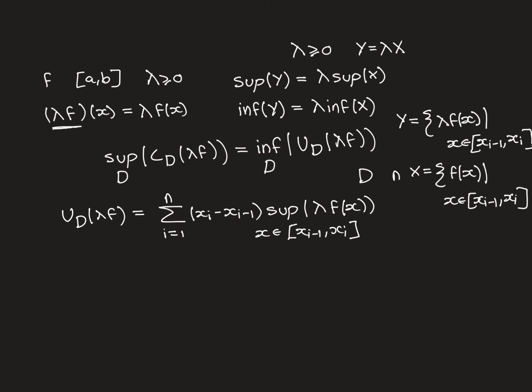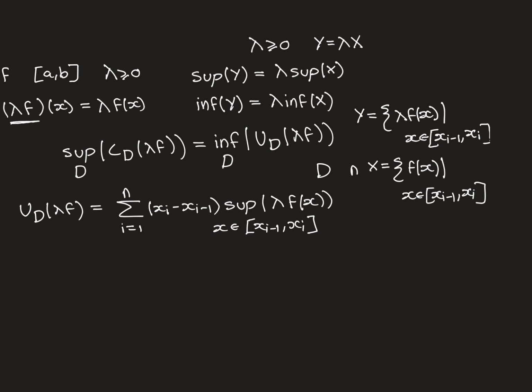so we can apply these rules. Just to absolutely convince you of that, for the set x, we go over this interval x_{i-1} to x_i, we take every single real number in that interval, we plug it into f, we collect the value, we stick it into a set. Here we go over the exact same interval, and this time we take all those values of f of x, but we multiply them by lambda. So truly, this one is going to contain all of the elements of that one, just multiplied by lambda, so they are related to one another in this way.